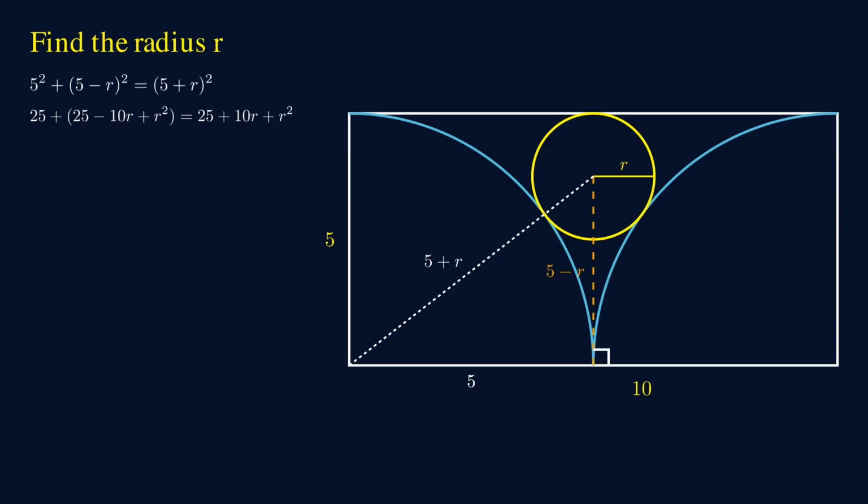Here's a nice cancellation. The r squared terms disappear immediately. What's left is 50 minus 10r equals 25 plus 10r. Bring like terms together, subtract 25 from both sides, and we get 25 equals 20r. So r equals 5 over 4. And that's it. That's the radius of the small circle.